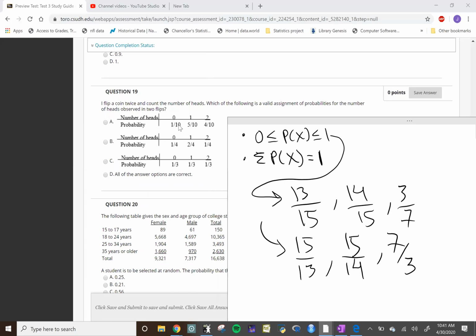So what I want you to do right now is add these 3 fractions, add each of the 3 fractions, and let me know if they add up to 1. And I'll be right back.